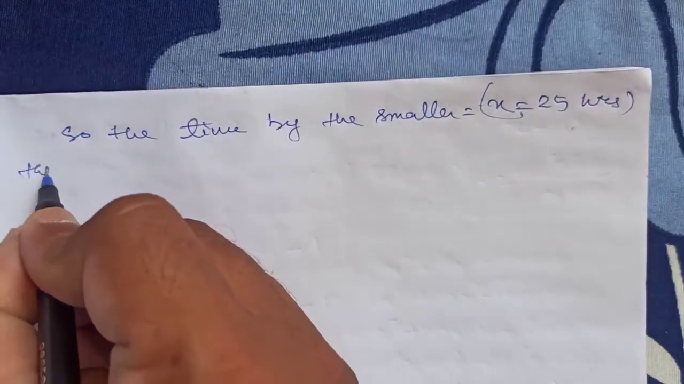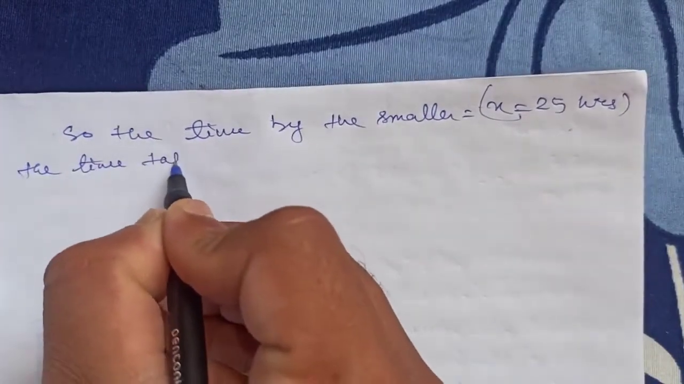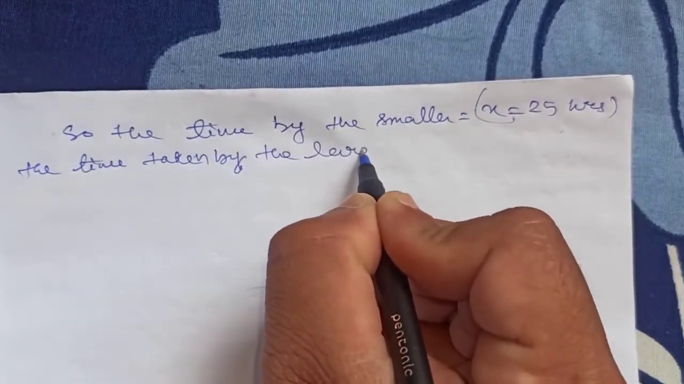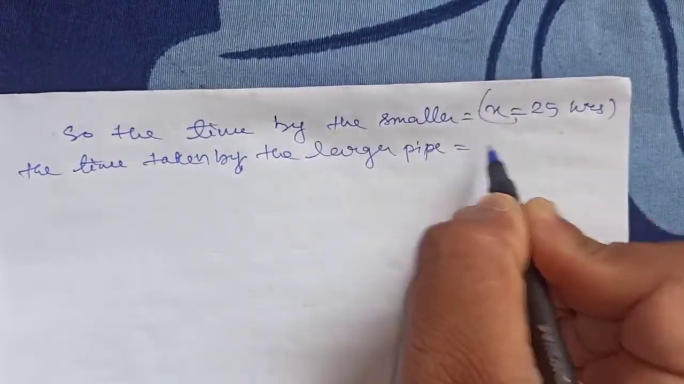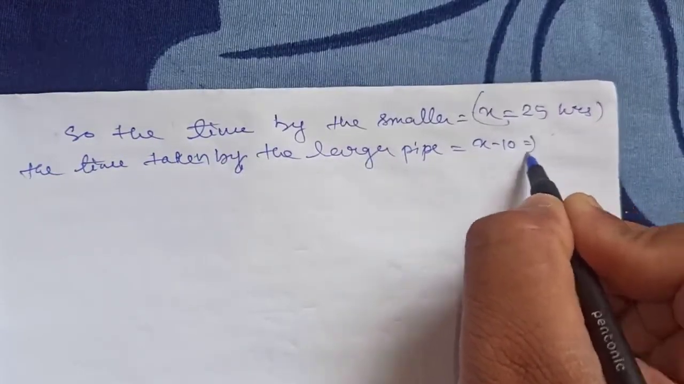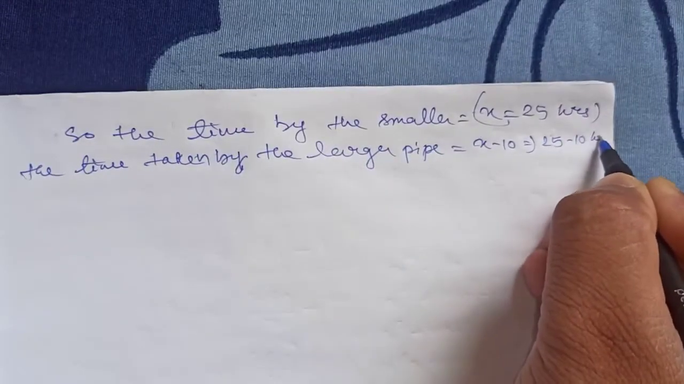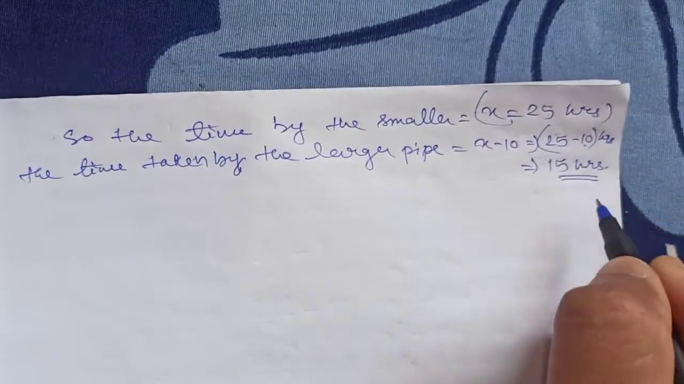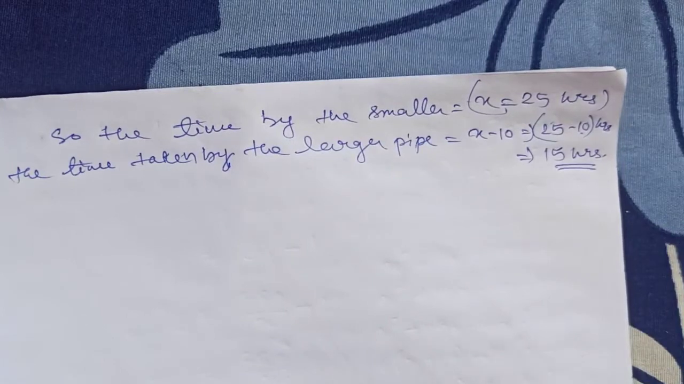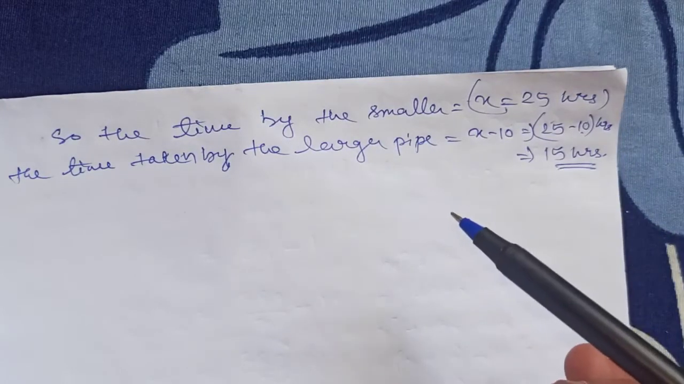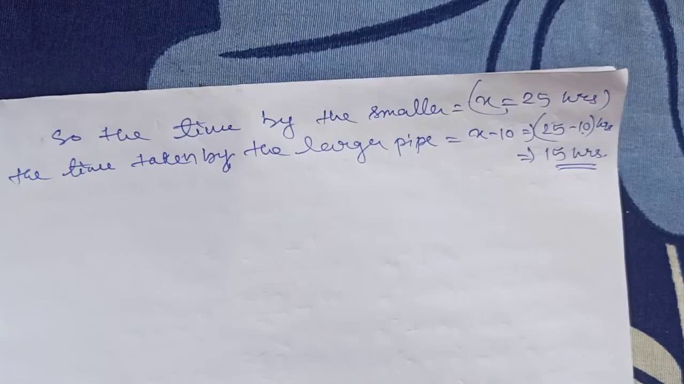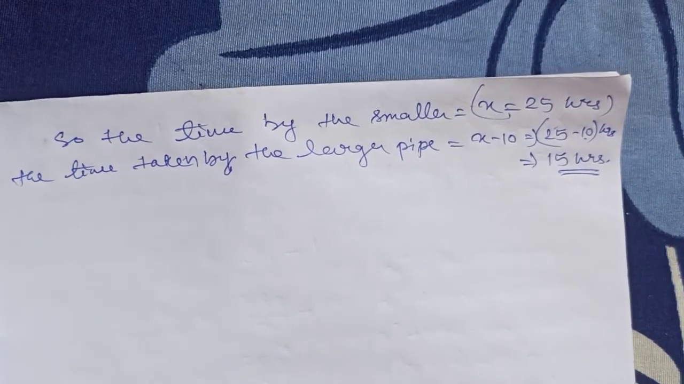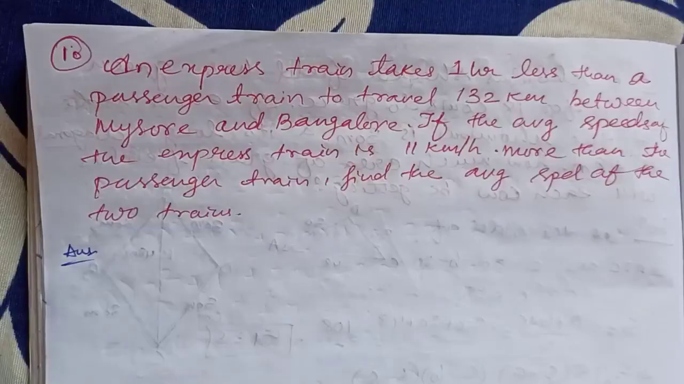Similarly, the time taken by the larger pipe will be x minus 10, that is 25 minus 10 hours. Okay, 25 minus 10 hours, that is 15 hours. So in this way you can easily calculate the values of the smaller pipe and the larger pipe when we are comparing them between the hours of 1 hour and how much portion it is filling the tank. Okay, next question. Now question number 10.